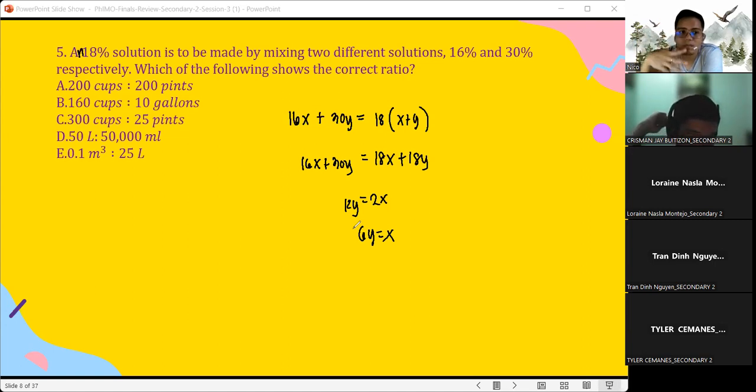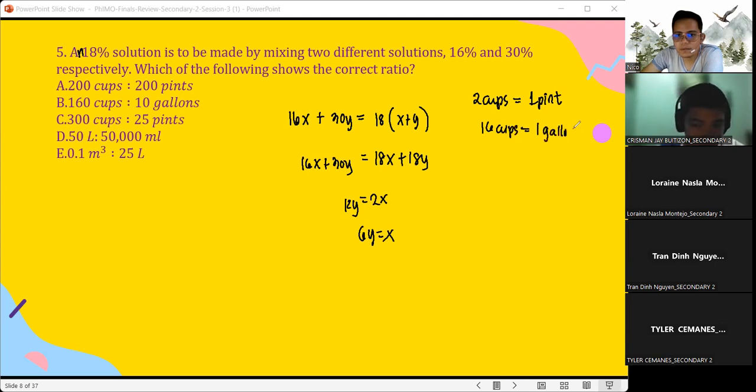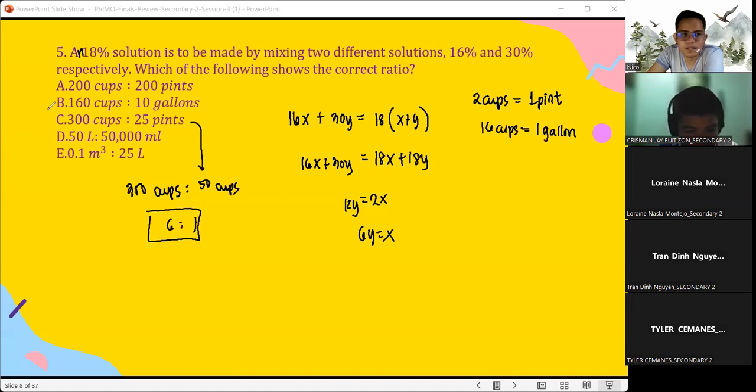So the given here is in cups and pints and then gallons and then liters and then ml and then cubic meters, no? So when you have 2 cups, that's 1 pint. If you have 16 cups, that's 1 gallon. Okay? So looking at the choices here, you have 300 cups and 25 pints. So that would be 300 cups and 50 cups. So that is 6 is to 1. So the answer here is C.